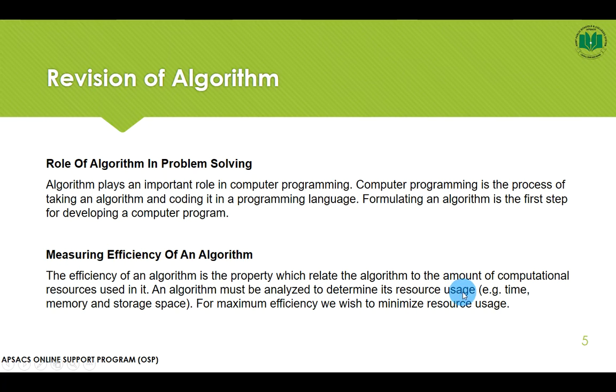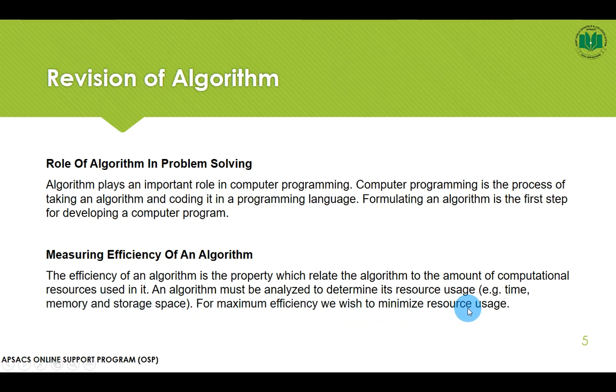For example, if an algorithm runs very fast and uses less RAM and less space, this algorithm will be very good, and we will judge the algorithm on its resource usage. For example, time, memory and storage space. For maximum efficiency, we wish to minimize the resource usage.